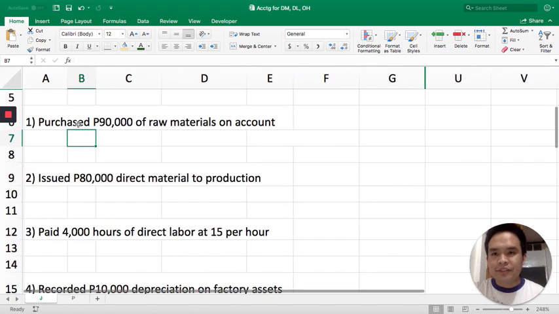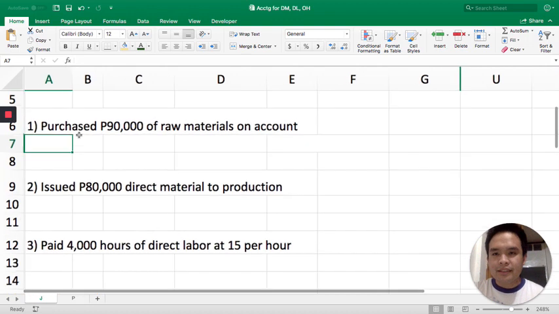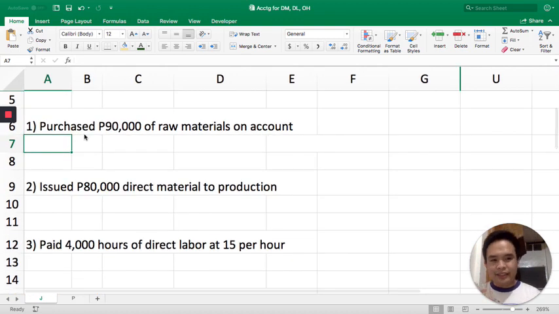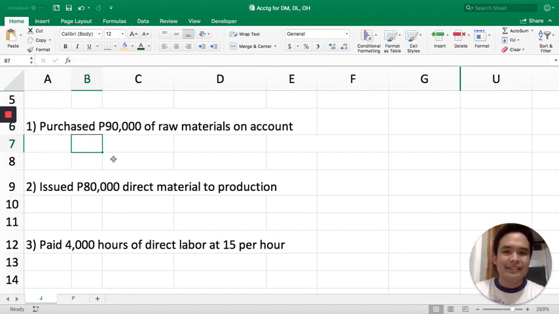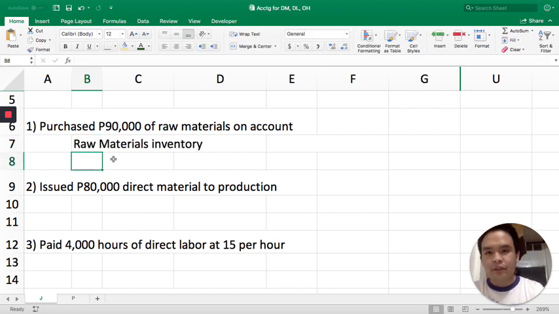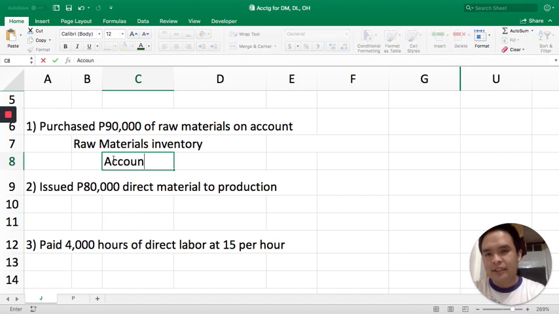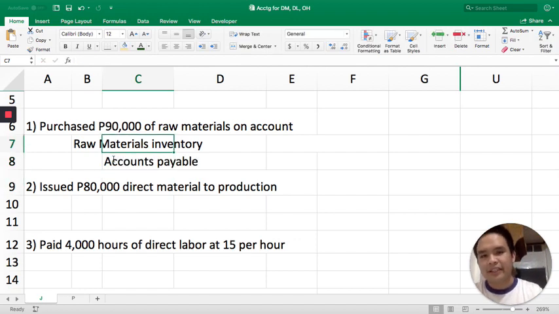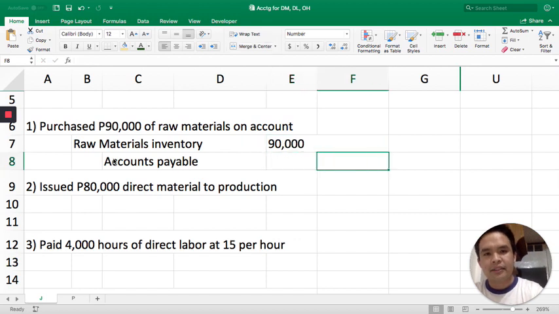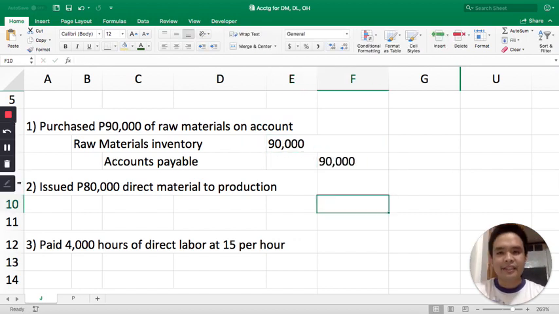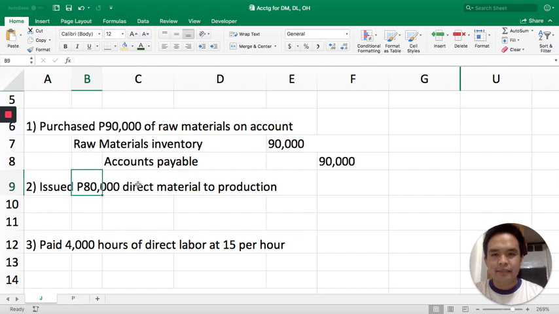So, mapapansin mo dito na meron tayong some transactions at gagawin natin itong entry. Okay? So, isa-isayin natin. Purchase 90,000 raw materials on account. So, saan ulit papasok kapag bibili ng raw materials? Debit raw materials inventory. And on account daw, so utang. So, credit accounts payable. 90,000.